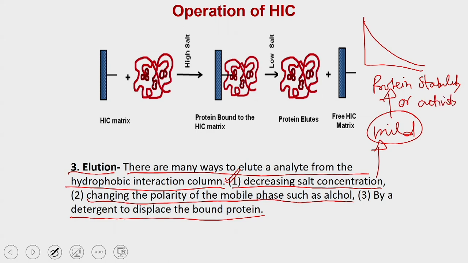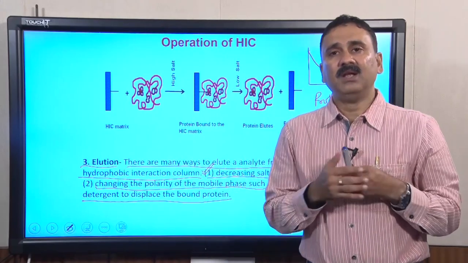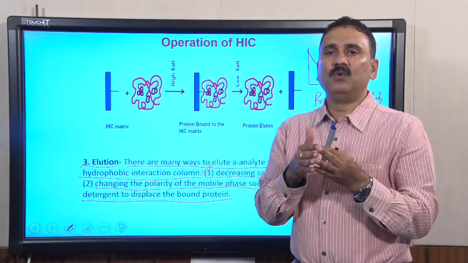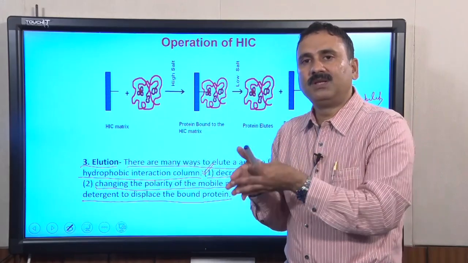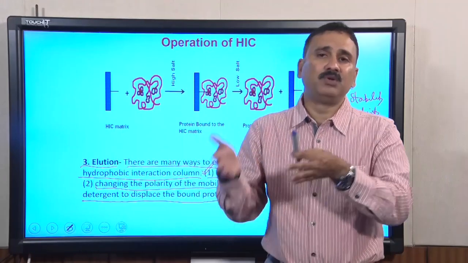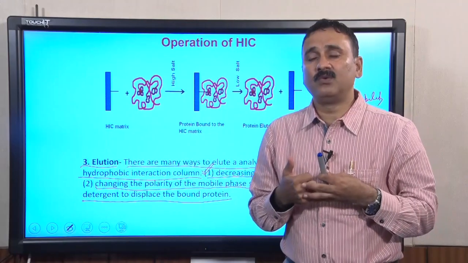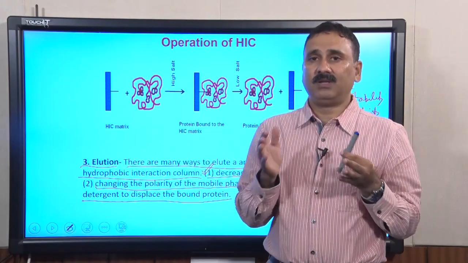But apart from that, if you use the alcohol method, it is going to be very harsh and it may actually destroy the activity as well as the three-dimensional structure of the protein, and the same is true for the detergent as well. But in some cases, sometimes what happens is that you have chosen a wrong matrix. For example, instead of using the phenyl sepharose low substituted, suppose you have used the phenyl sepharose high substituted, and high substituted is going to have the higher affinity for the same protein.